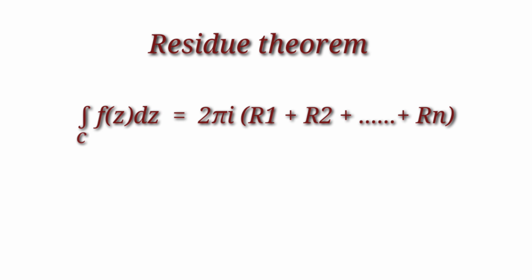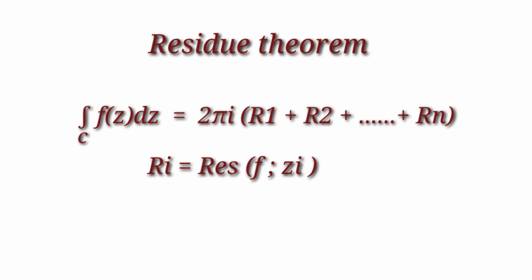Residue integration is based on the residue theorem. Residue theorem: if f(z) is analytic in a simple closed curve C except at a finite number of singularities, say z1, z2, etc., zn, then the integral over C of f(z) dz is equal to 2 pi i times (r1 plus r2 plus etc. plus rn), where ri is the residue of f at zi.